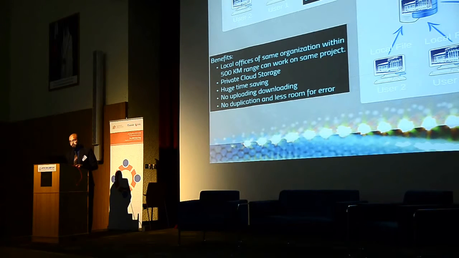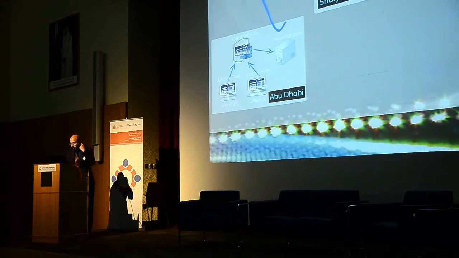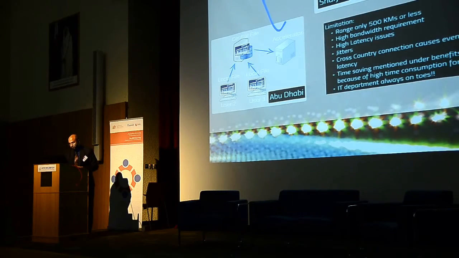So there are lots of benefits of having this type of system on WAN. The same organization within a 500 kilometer range can work on the same project. Private cloud storage, huge time saving, no uploading and downloading of the data every day, no duplication, and quite really less room for error. But on the other side, there are some limitations as well. As you know, the range is 500 kilometers, and you really need high bandwidth.